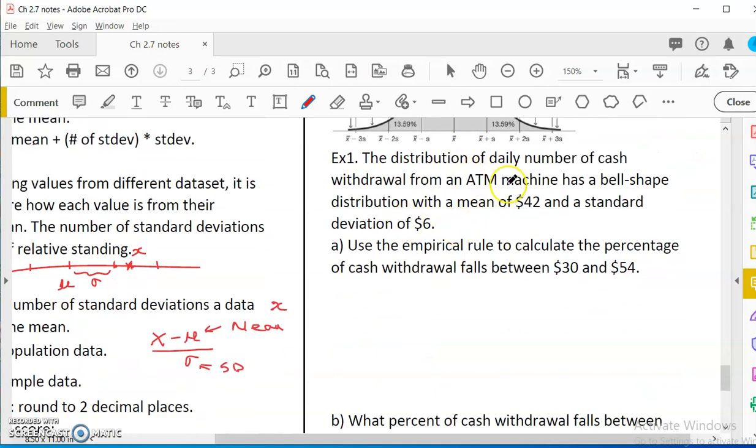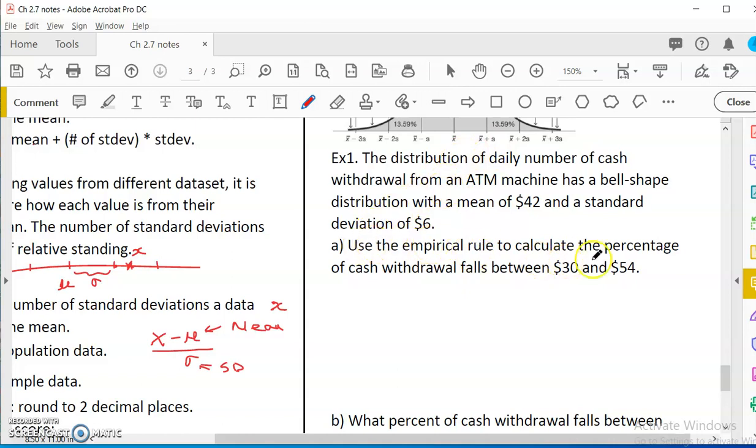So let's do an example. We know the distribution of daily cash withdrawal from an ATM machine is bell-shaped, normal distribution. The mean is 42 and the standard deviation is 6. Typically, they will tell you a lot of people draw cash from it. Some people draw more. Some people draw less. Sometimes you get $40. Sometimes you take $60. Sometimes, do you ever take $20? What? But it could happen, right? If you don't have money, you would take $20, and a standard deviation of $6. So it is a particular ATM machine's case, not in general.